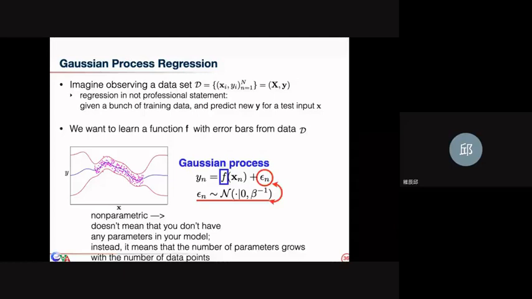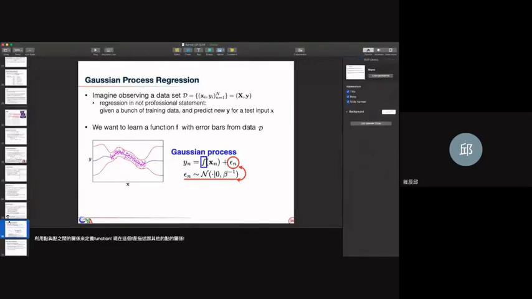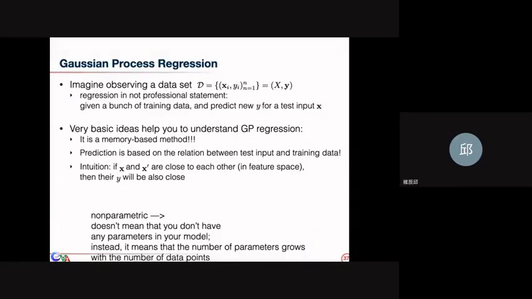Okay. So the Gaussian process regression is a very typical example of non-parametric regression, because now the regression model is defined based on the relations between the data points.